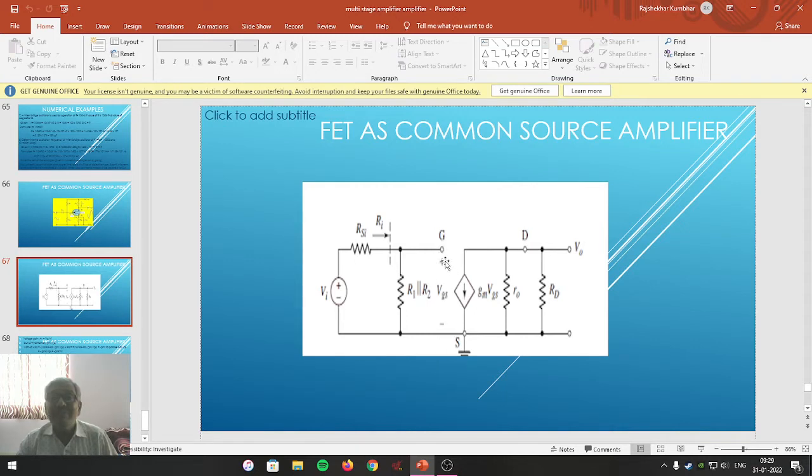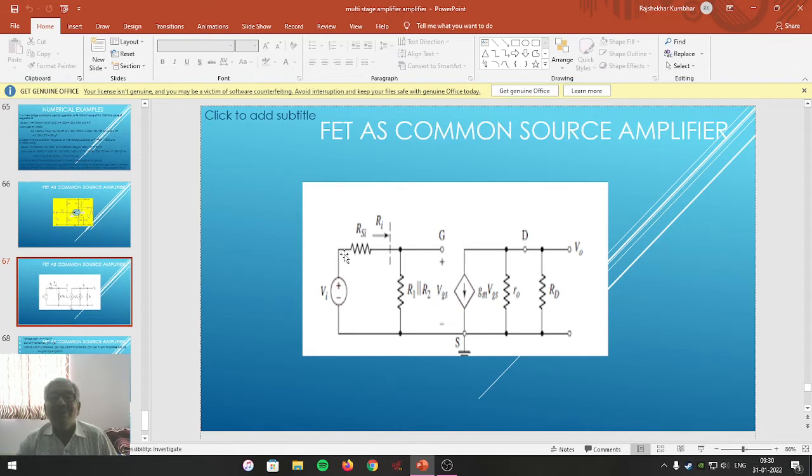Here is VGS that represents its input voltage source because the FET is a voltage controlled device. This VGS is used to control the output drain current ID. So that is represented here as a current source, gm into VGS. Small rd is the AC internal drain resistance, which is represented in parallel to that capital RD, which is connected externally as a load resistance across which we can get the output voltage VD or VO.